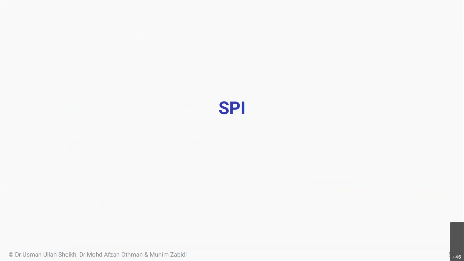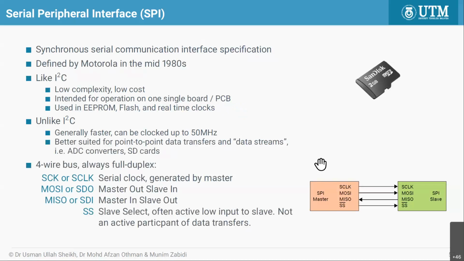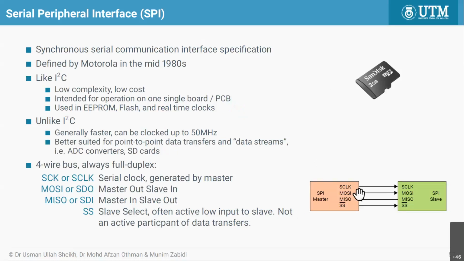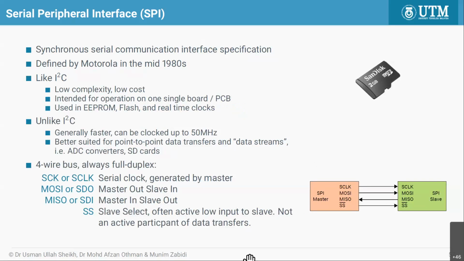Okay. So SPI. SPI is a synchronous standard by Motorola, developed at about the same time as I2C. Like I2C, it's low complexity, low cost. Also intended for operation on a single board. Also used for EEPROM, flash, and real-time clocks.